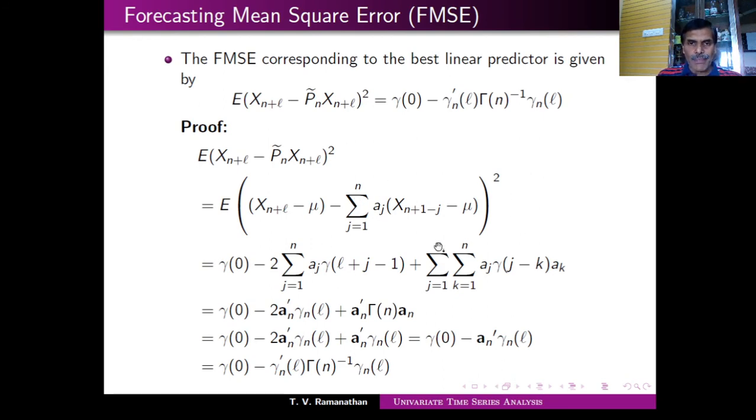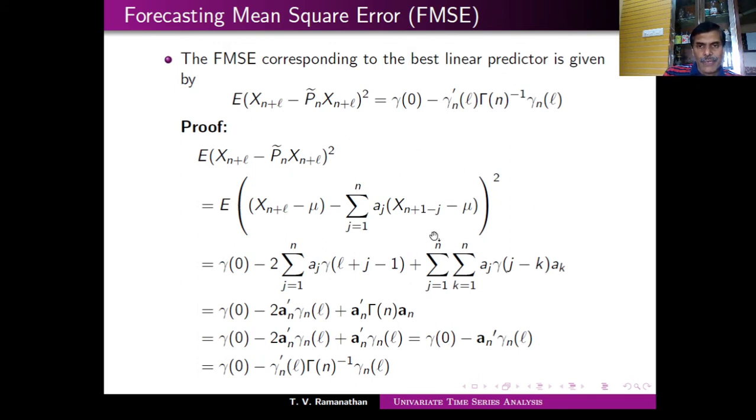This can be further simplified because there is an expectation, so those quantities can be simplified in terms of the covariance function. So this simplifies to gamma naught minus twice summation aj times the covariance between this and this. And what is that? It is gamma of L plus j minus 1, right? It's like this subscript minus this subscript, so what remains is L plus j minus 1. So that is the cross product term. And then the final term is the square of this and the expectation.